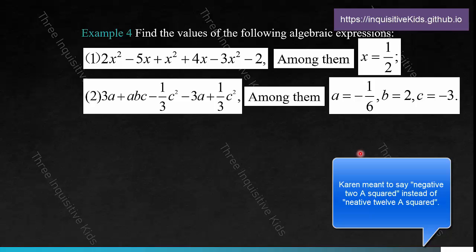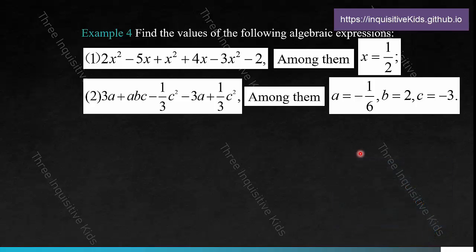Example 4. Find the values of the following algebraic expressions. Over here, these are the algebraic expressions, and then it's going to tell you the values of the variables. The first one, x is equal to 1/2. And then the second one, a is equal to negative 1/6, b is equal to 2, and c is equal to negative 3.